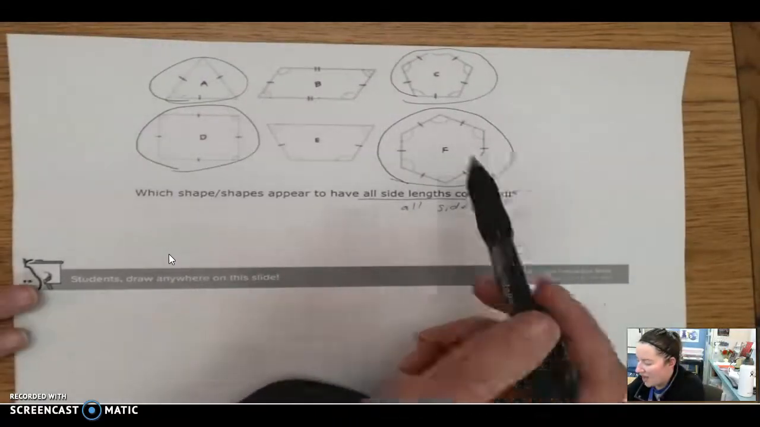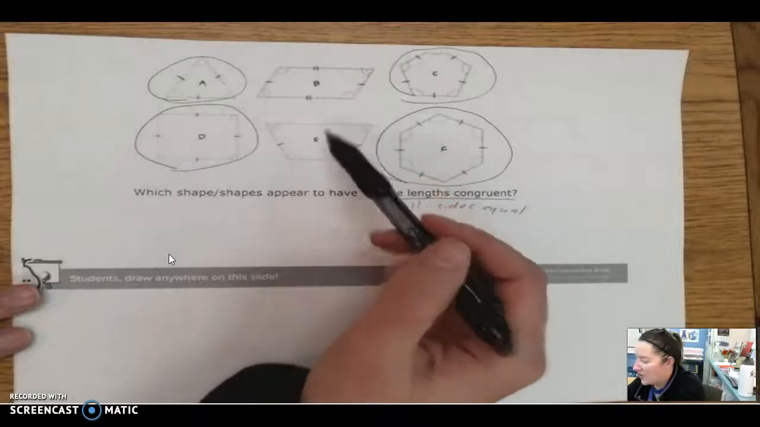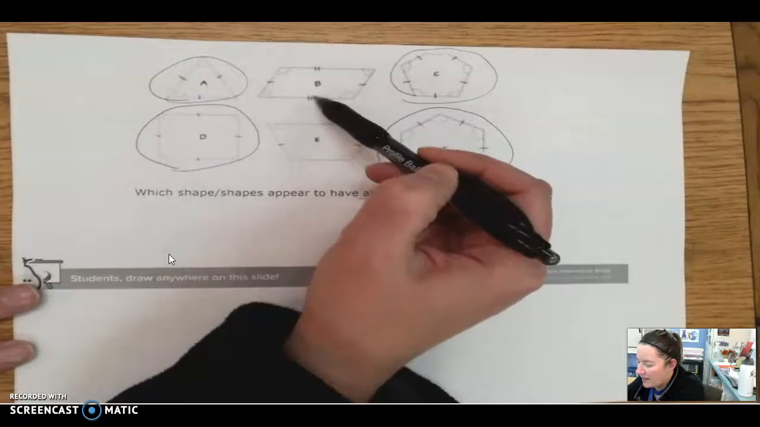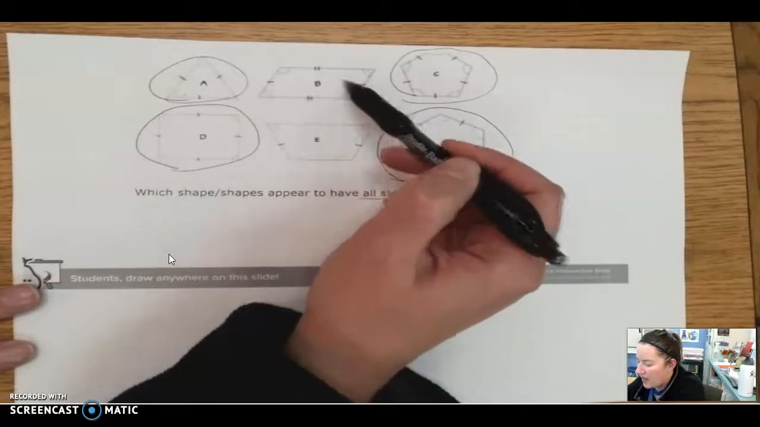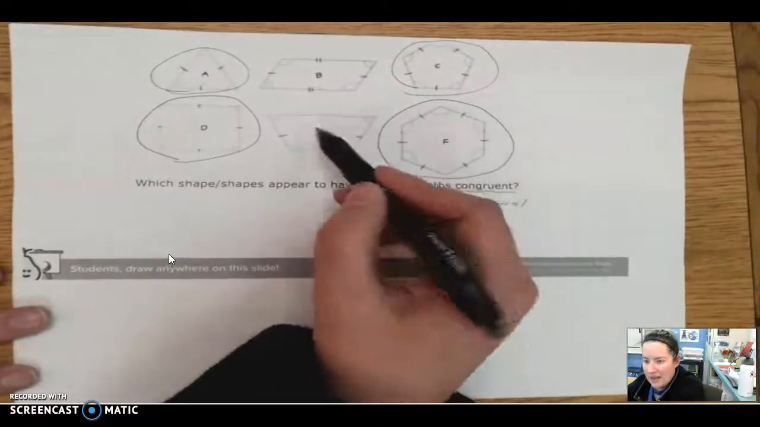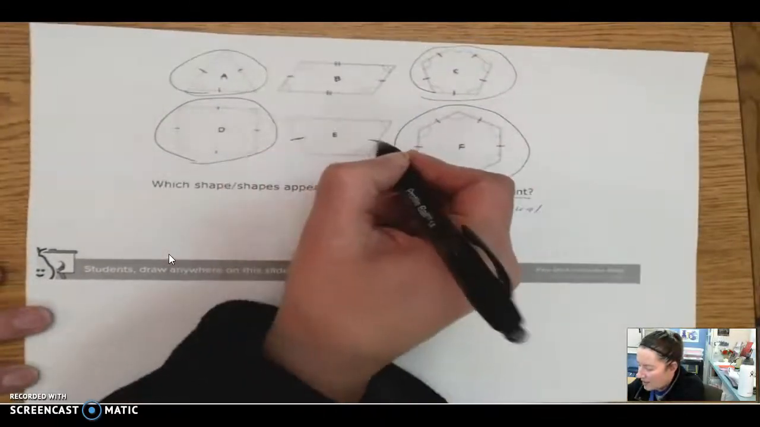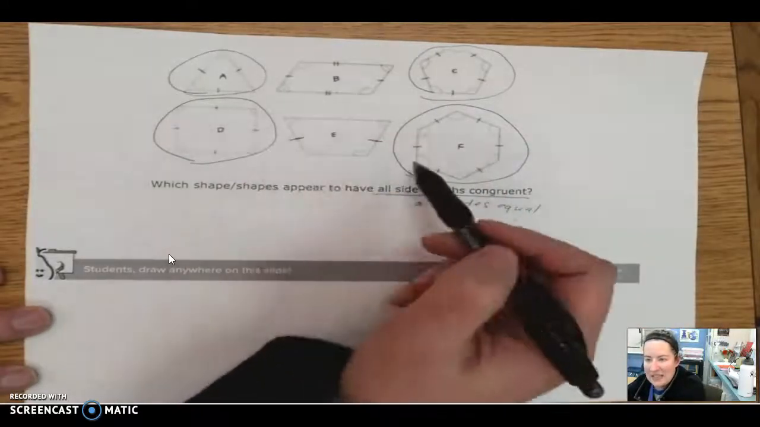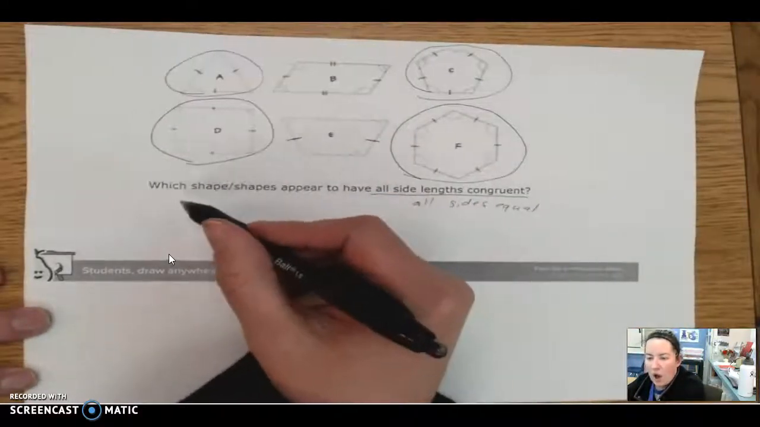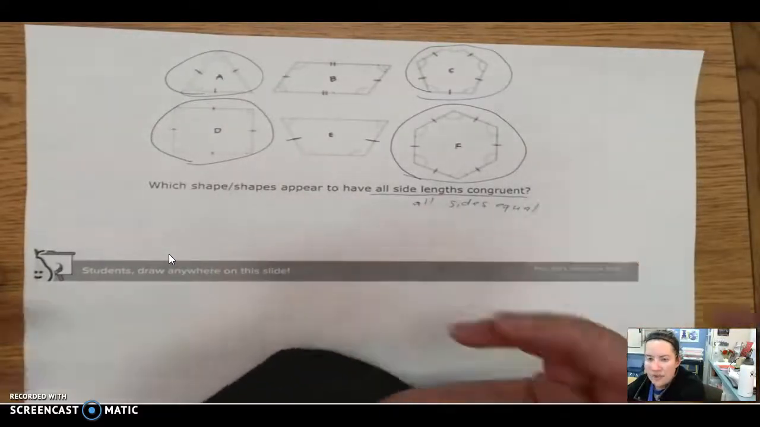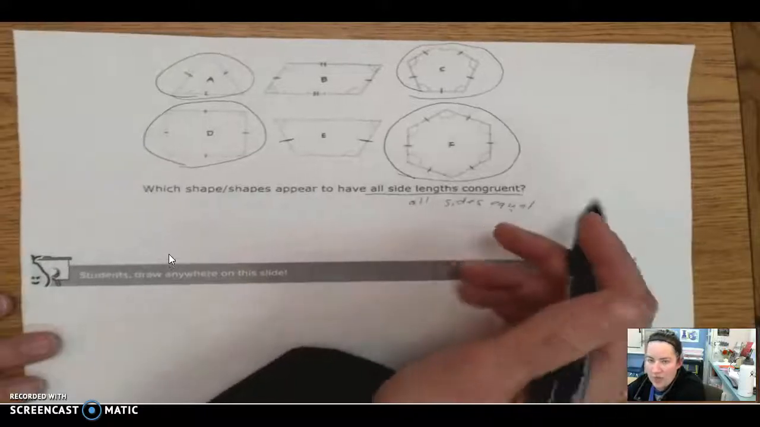So we circled, how did we know these ones did not have congruent sides? The top one, right, are marked with 2, and these sides are marked with 1, so they're not all the same. And this one, I know these 2 are the same, but these ones are visibly not the same size. So A, C, D, and F are the shapes that appear to have all side lengths congruent. So that's the first slide. I just did it with you here on paper.